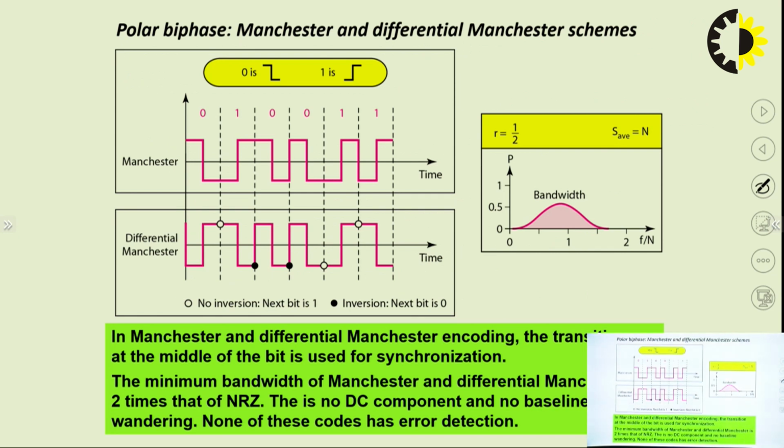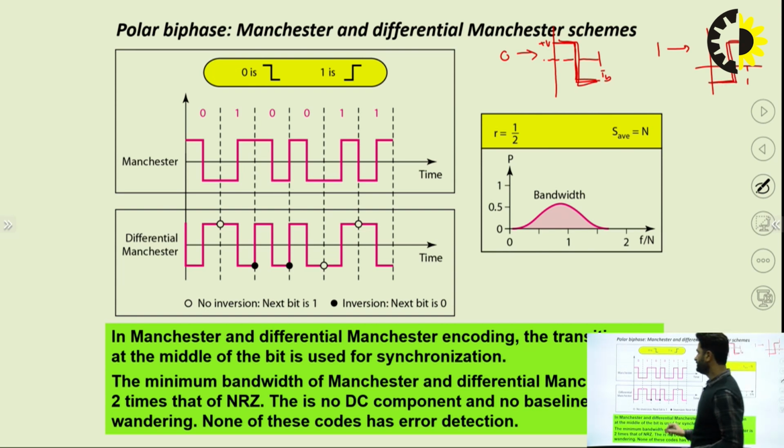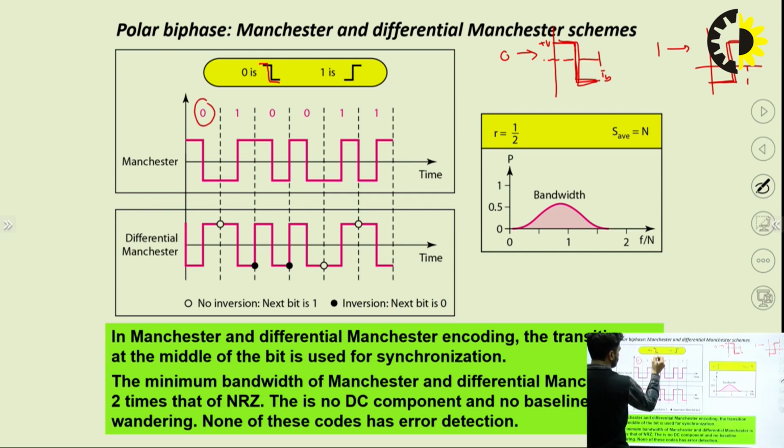Now in this slide you can see, here we are taking 0 as high to low, meaning plus V and minus V. 0 is represented as a plus V and then minus V for 1 bit duration, and 1 is represented as a minus V and then plus V. This is high to low and this is low to high. So whenever 0 comes, we have to draw this kind of shape for the bit duration. Now this is the bit duration, first TB, 2 TB, 3 TB, 4 TB, 5 TB, 6 TB, right?